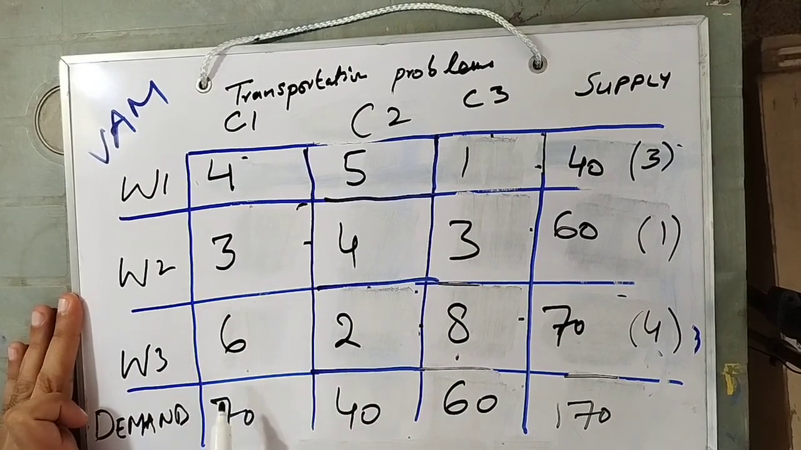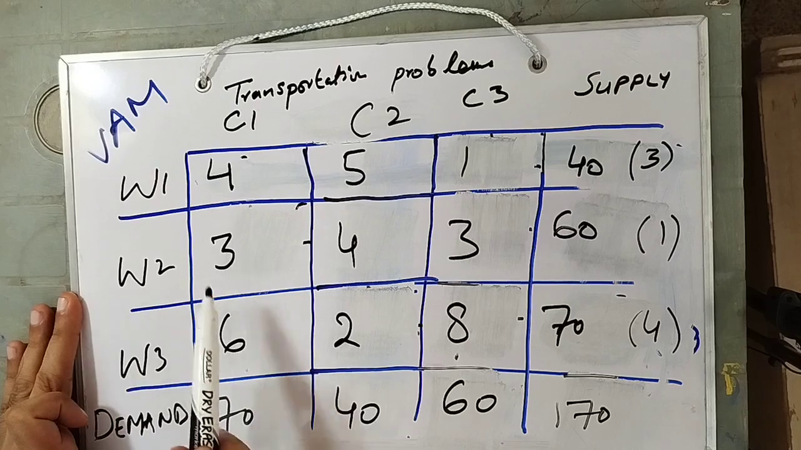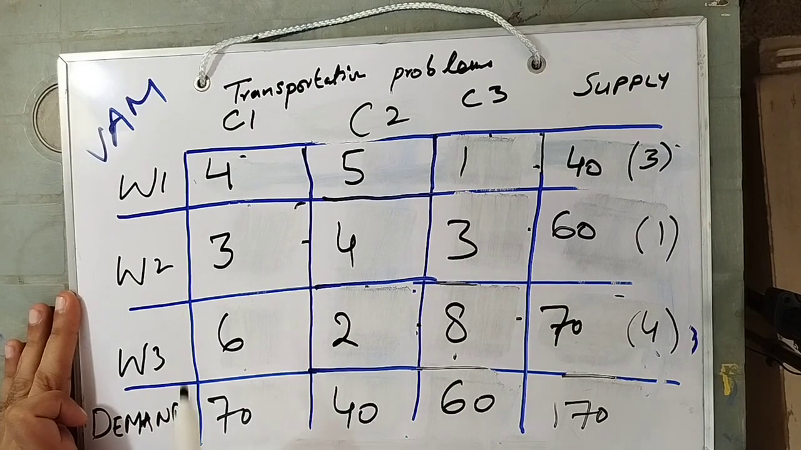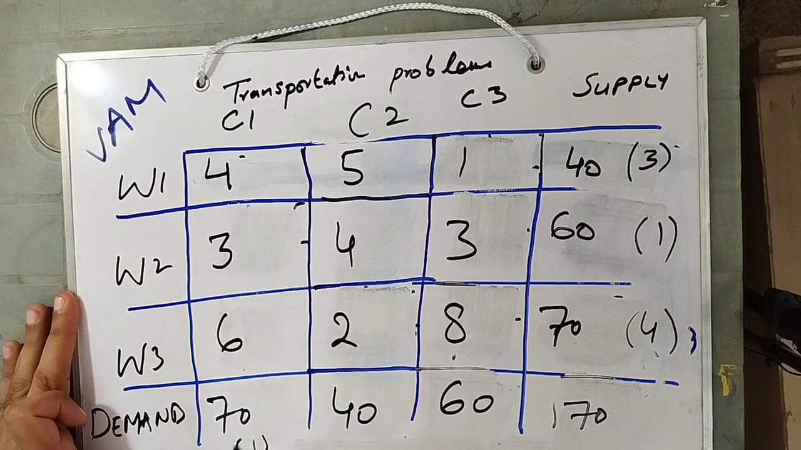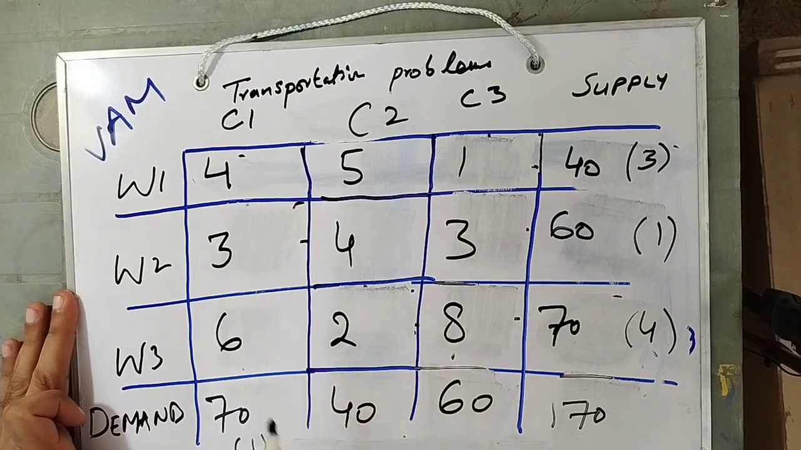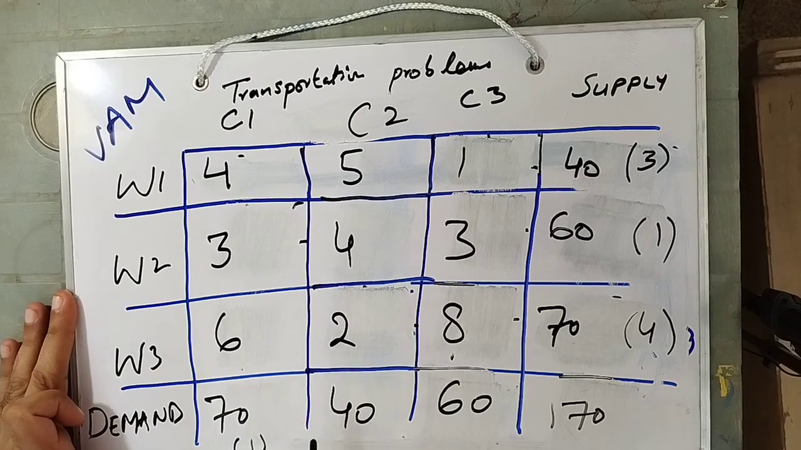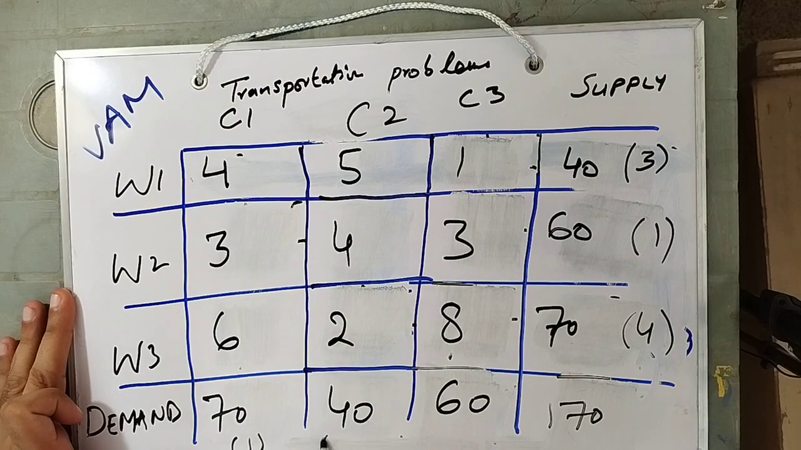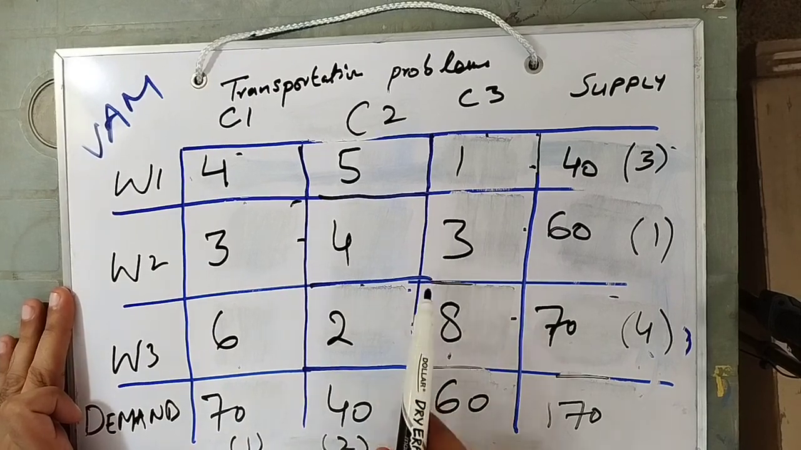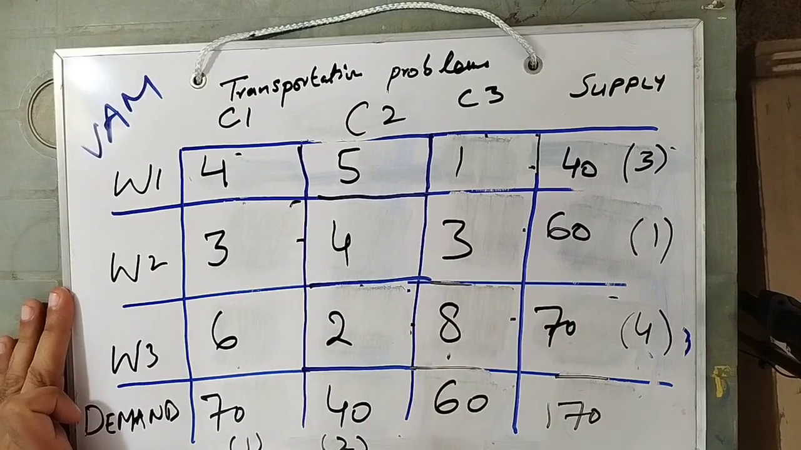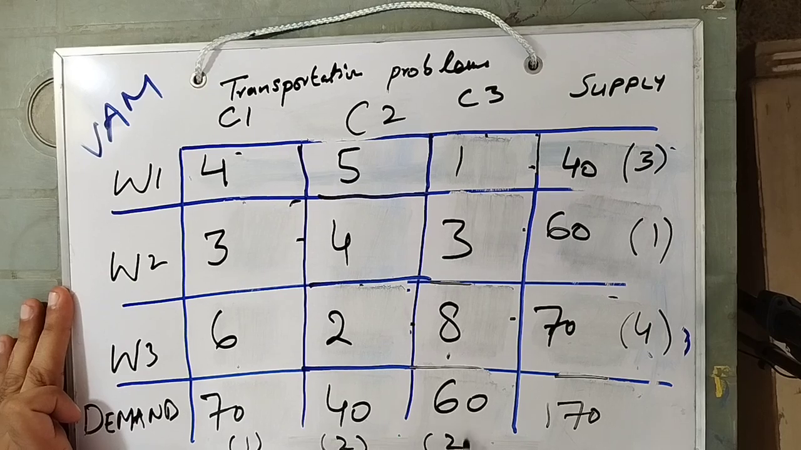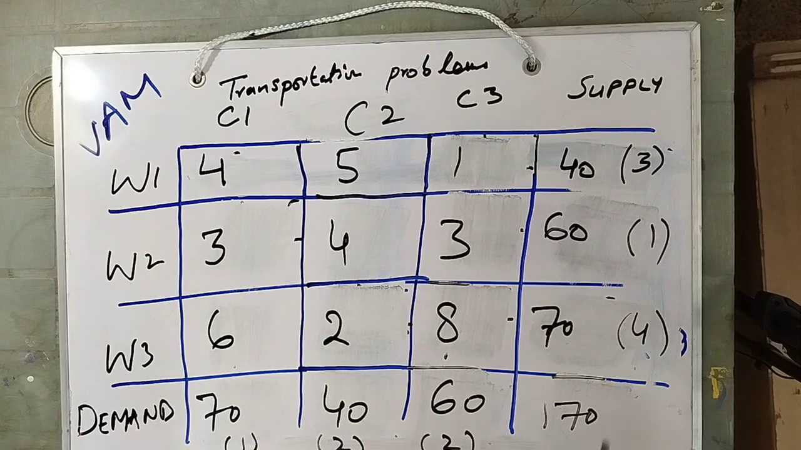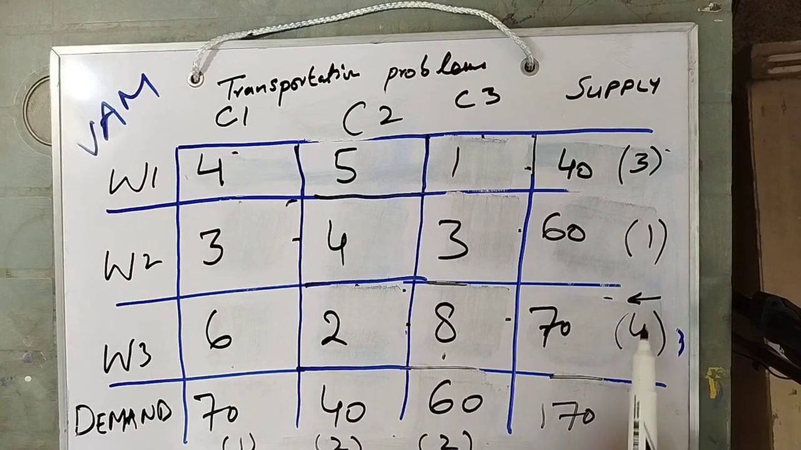Over here you see to the customer 1, the different warehouses are incurring different costs. So which one is the least one? 3. Warehouse 2 is incurring the 3 cost per unit. The next is 4, so 1 is the difference. Over here you see the least is 2, the next is 4, so 2 is the difference. Over here 1 is the least, 3 is the second one, so 2 is the difference. So which one has the highest penalty? This one has the highest penalty.